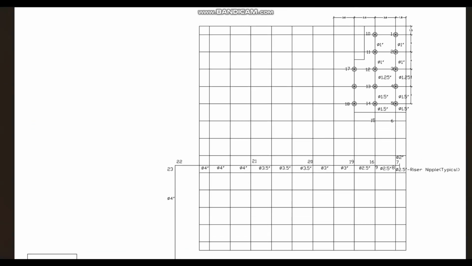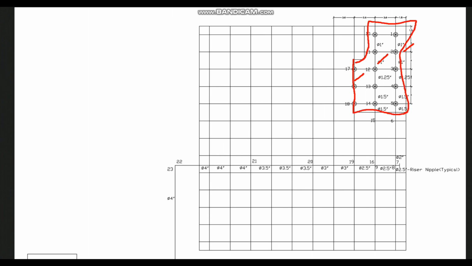Okay. So like you see here, I have marked the hydraulic area. In our calculation, we received total 13 sprinklers. So 5 in the first row, 5 in the second row, and 3 in the third row. So totally this is the hydraulic zone for our sprinkler.